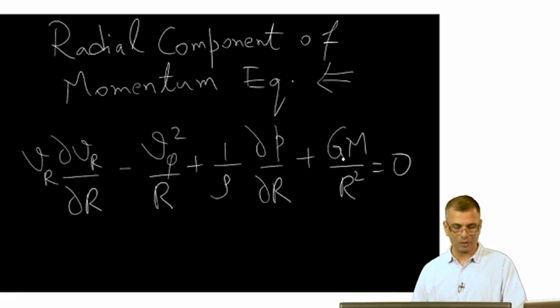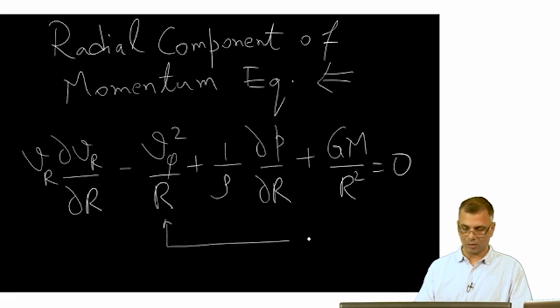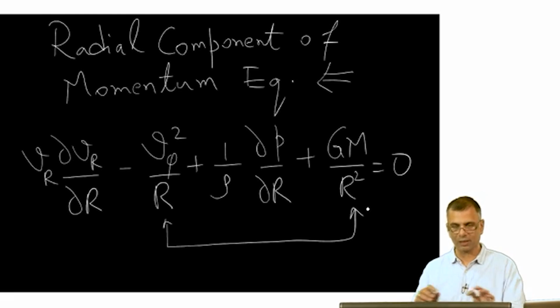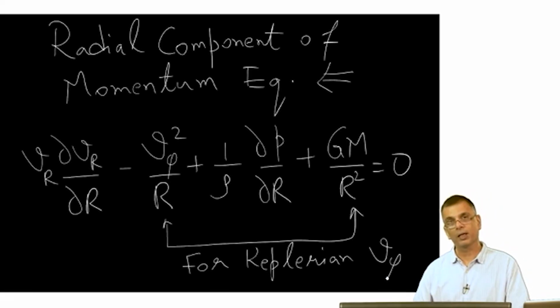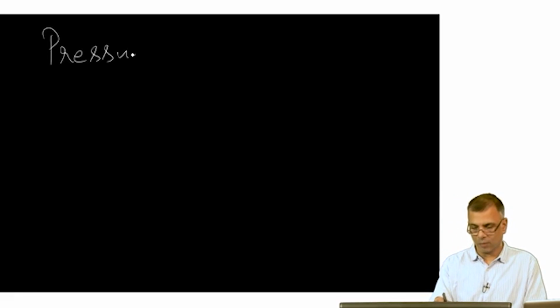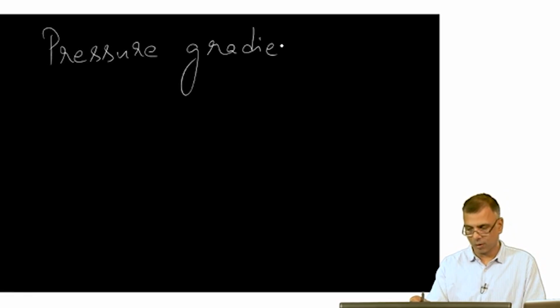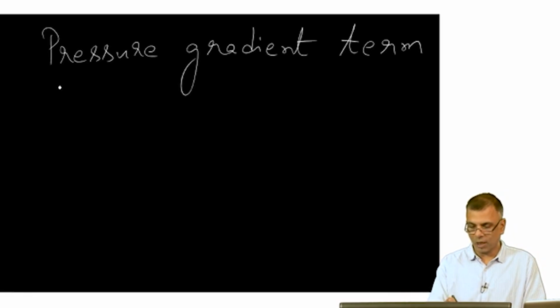So, this term and this term exactly cancel each other for Keplerian V phi. Okay, right. And the pressure gradient term can be neglected.